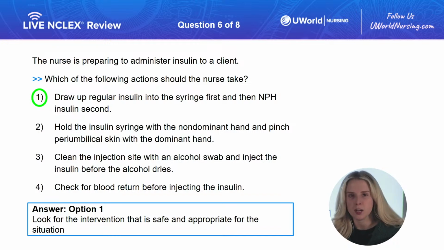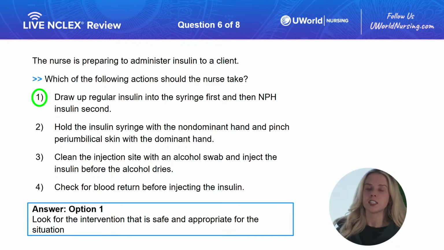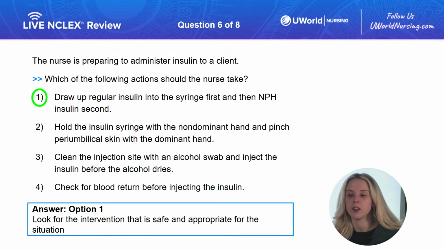I think I touched on this point in a previous question, but whenever we're giving a medication, giving an injection, that main medication needs to be in your dominant hand. It's more dexterous. If you try to give an injection with your non-dominant hand, you're not as dexterous, and you have a higher risk of a needle stick injury or injury to the client. So we're injecting with the dominant hand, and we're pinching the skin with the non-dominant hand.